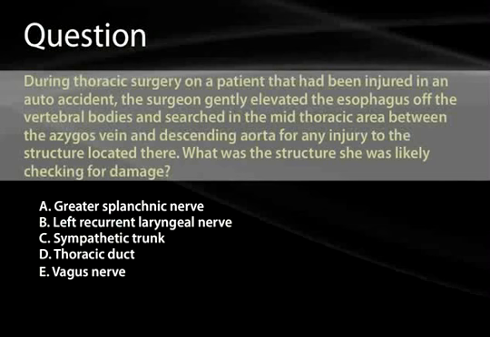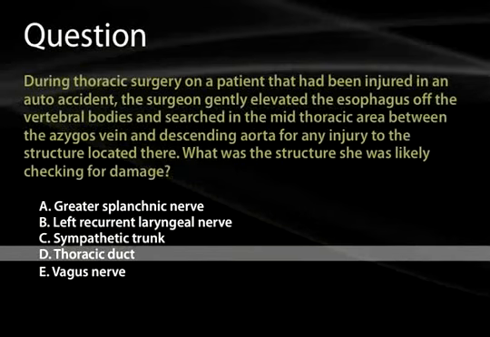Now, let's do a question. During thoracic surgery on a patient that had been injured in an auto accident, the surgeon gently elevated the esophagus off the vertebral bodies and searched in the mid-thoracic area between the azygous vein and the descending aorta for any injury to the structure located there. What was the structure she was likely checking for?